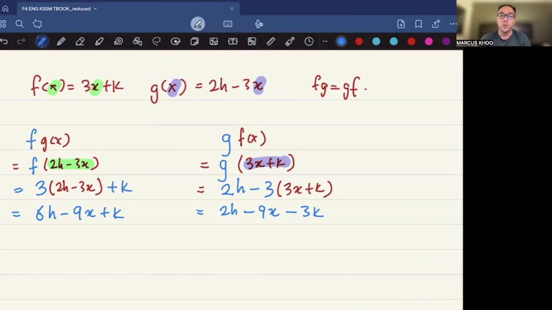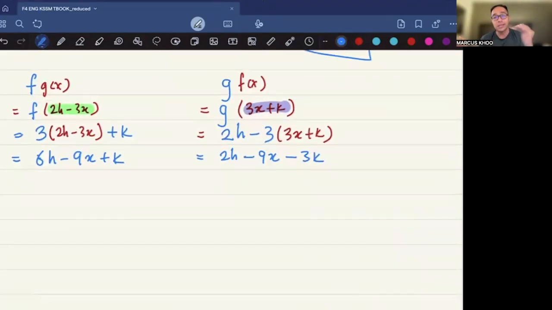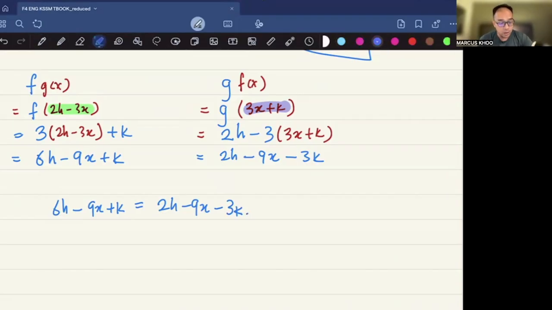Now we are going into this. It says that fg equals gf. So this left-hand side and this right-hand side must be the same. That's what's given in the question. So 6h minus 9x plus k equals 2h minus 9x minus 3k. The first thing you're going to notice is that the x's will disappear because both are the exact same thing, minus 9x minus 9x. Since they're the same on both sides, we can eliminate them. It will become 0. So you're left with 6h plus k equals 2h minus 3k.